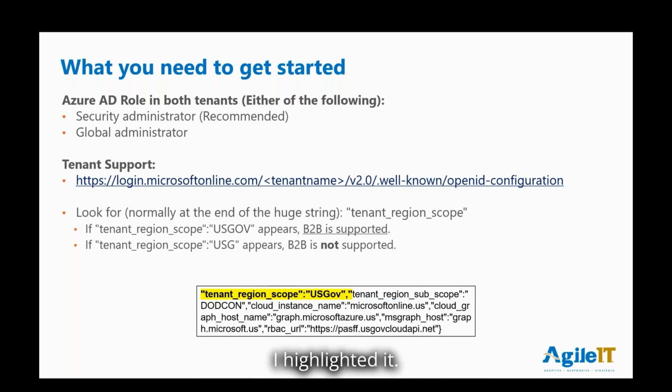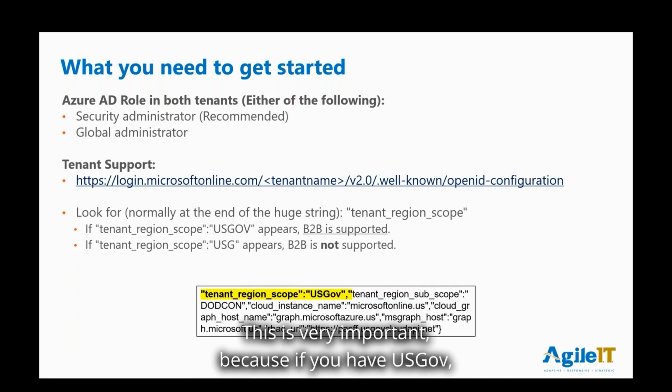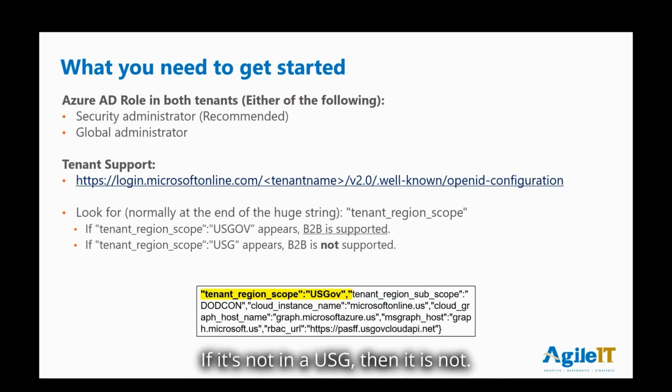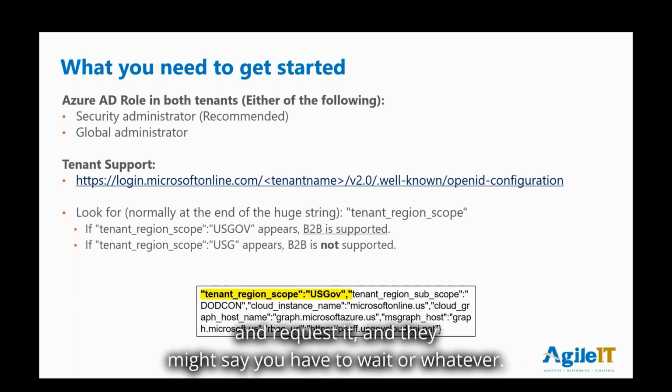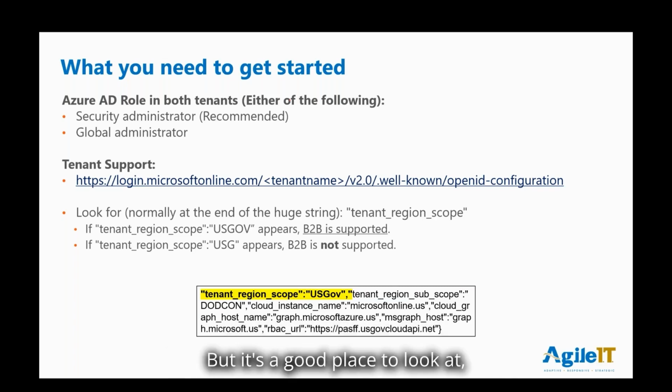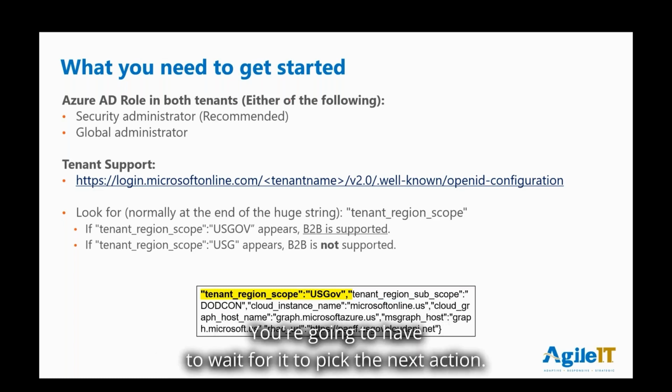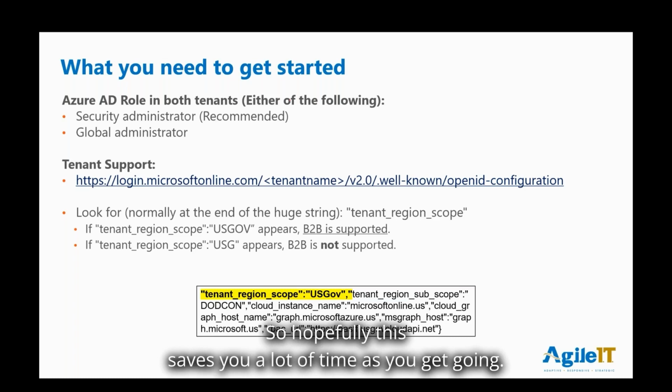I highlighted it. This is very important because if you have US Gov, it means your business to business is possible in your tenant. If it's not and it says USG, then it is not. So this is business to business for GCC High. This was happening a lot over the years when they did a lot of migrations, but your tenant may not have moved. What do you do? You're going to have to open a support ticket and request it, and they might say you have to wait or whatever it is. But it's a good place to look at because if it does say USG, don't waste your time with anything else. It's not going to work. It's not supported. Take the next action. So hopefully this saves you a lot of time as you get going.